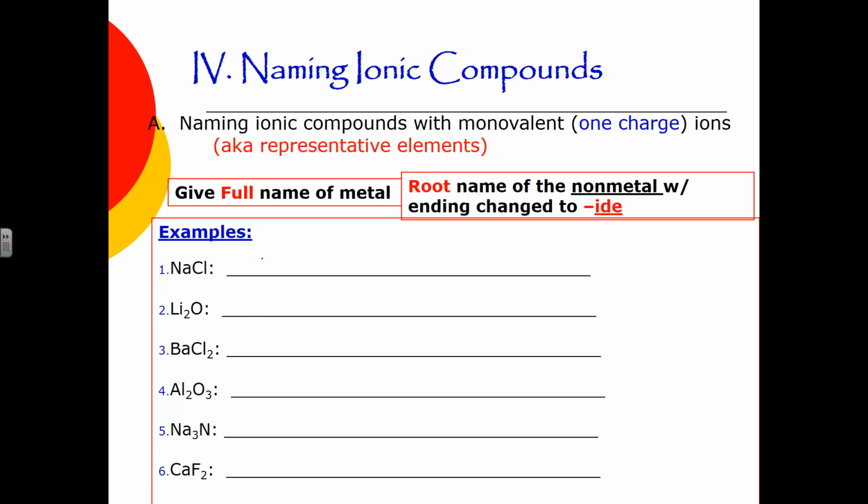Let's look at a few examples. First off, notice that these all begin with a metal. Sodium's a 1A metal, lithium's a 1A metal, barium is a 2A metal, aluminum is in group 3A, again sodium is from group 1A, and calcium is from group 2A. So you have a monovalent metal, and they end in an anion, a nonmetal. These are binary compounds containing only two types of elements. So chlorine, oxygen, nitrogen, and fluorine are all nonmetals.